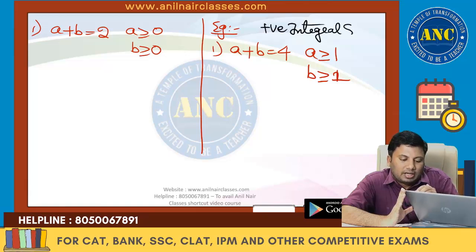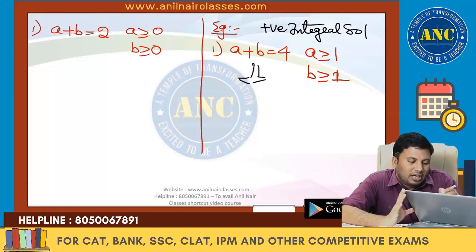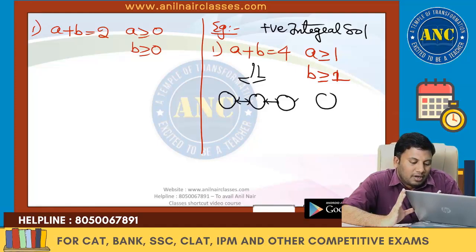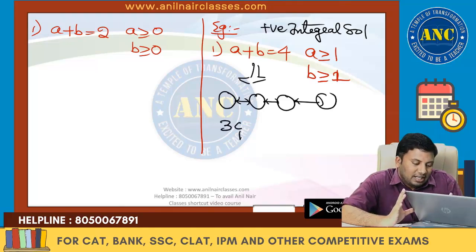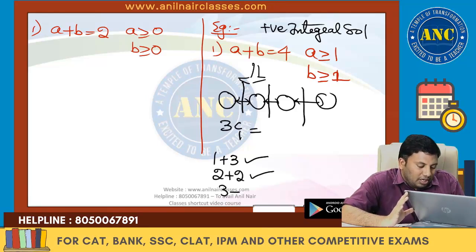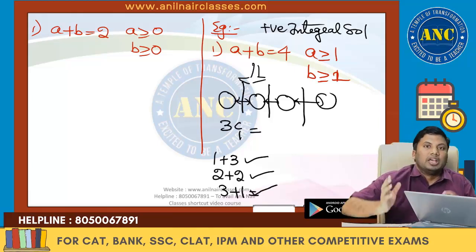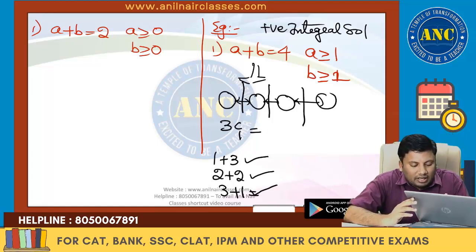How to determine positive integral solutions? a plus b equivalent to 4. 4 means there are 4 balls. There are 3 gaps in between them. If I select any one gap, I will get one solution. If I select this gap, 1 plus 3, it is 4. Or if I select this gap, 2 plus 2, it is 4. Or if I select this gap, 3 plus 1, it is also 4. If 4 balls are kept in a line, there are 3 gaps. In 3 gaps, select any one gap.